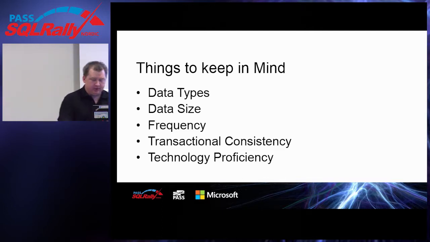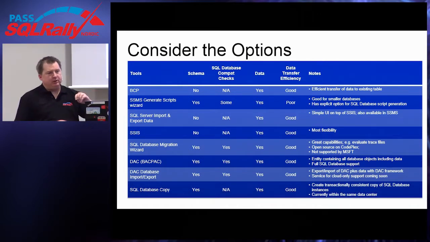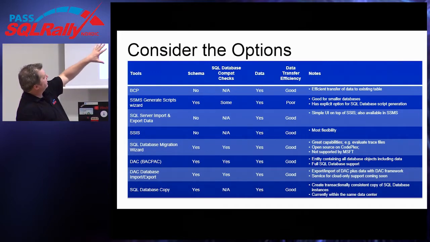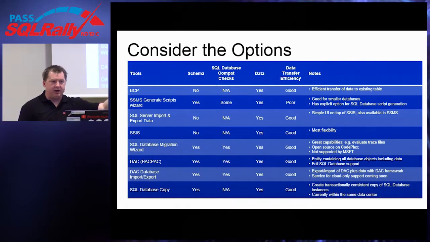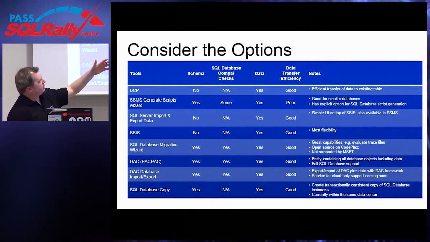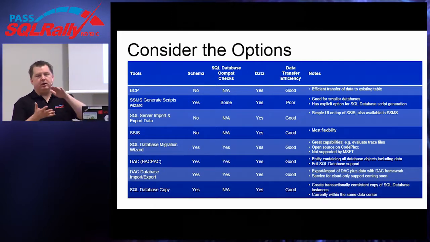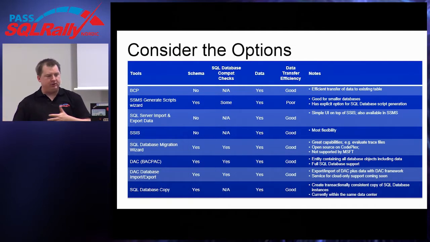Okay, so lastly, here's a chart. I think these slides will be available. Basically, it says what the tool is. Does it do schema? Does it do data? Does it have data transfer efficiency? Is it transactionally consistent? Things like that. So a quick chart comparison of what's available and what's not, and how you can use these tools.